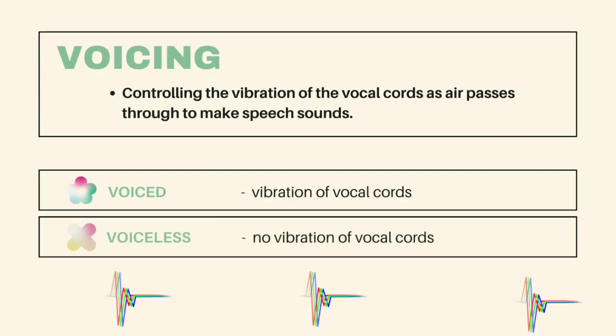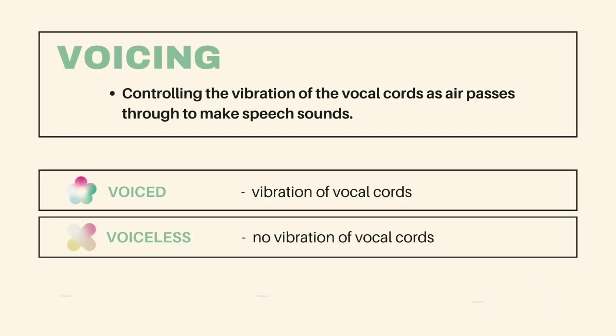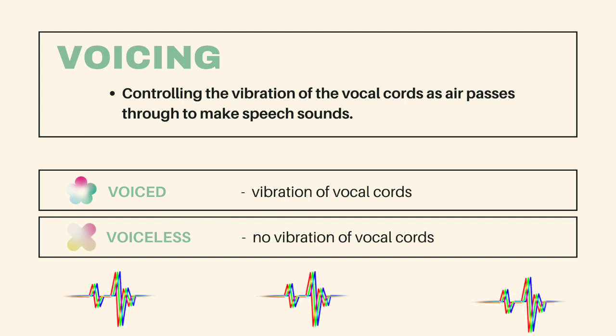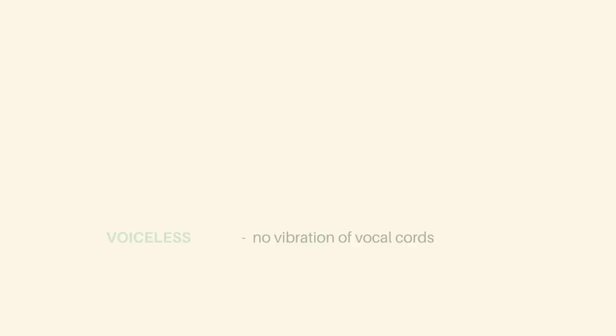Next up is the voicing. It is controlling the vibration of the vocal cords as air passes through to make speech sounds. We have here the voiced and the voiceless. Voiced, it is the vibration of vocal cords, while voiceless is no vibration of vocal cords. And when you put the tip of your finger below your chin, you can feel a vibration or not. So you can determine if it is a voiced or a voiceless.